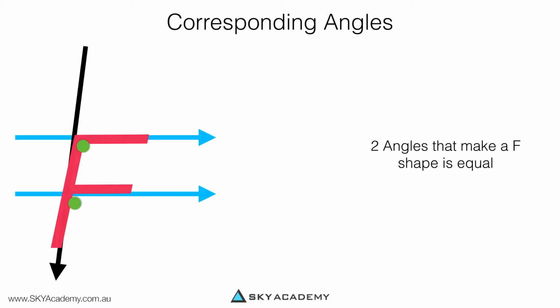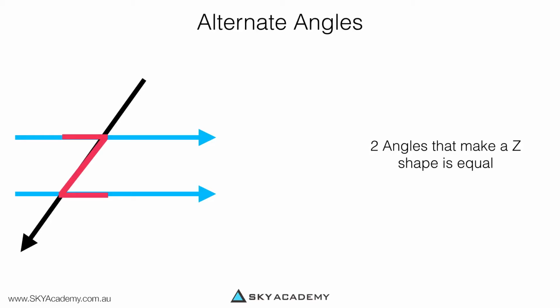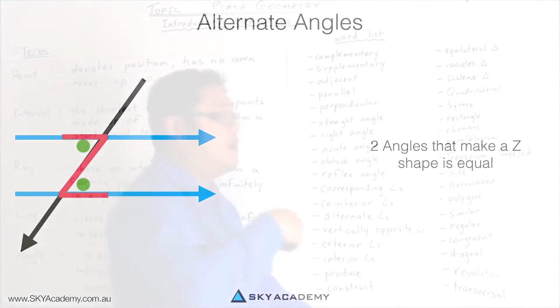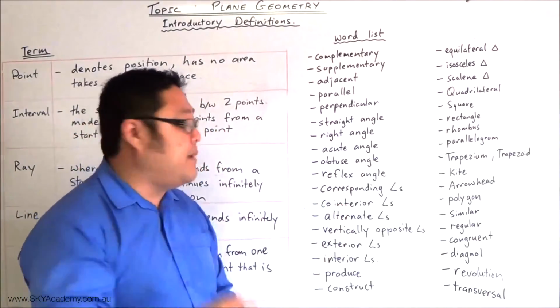If they make a C shape, these two angles make a C shape. See how they make a C shape? Then we can say that they're co-interior. And if they make a Z shape, then we can say that they're alternate. Okay? I'll go through co-interior, corresponding, and alternate angles in a separate episode.